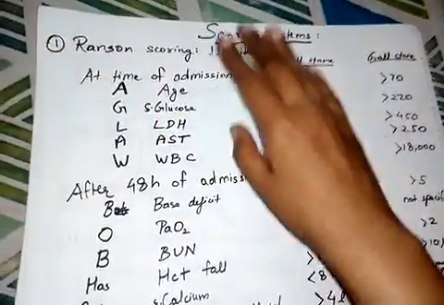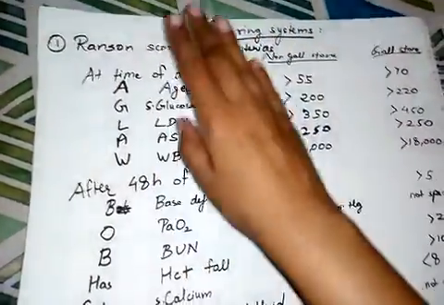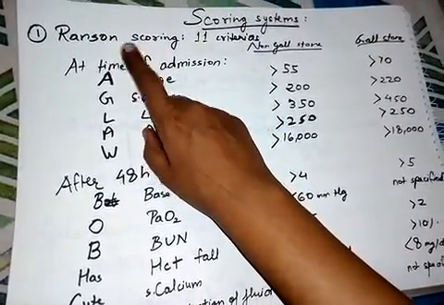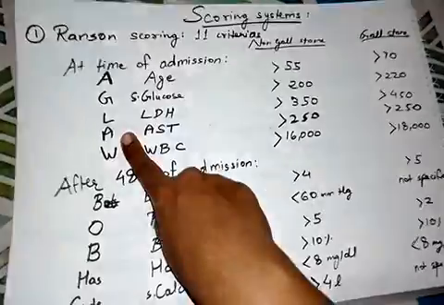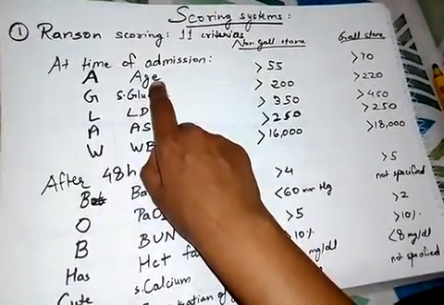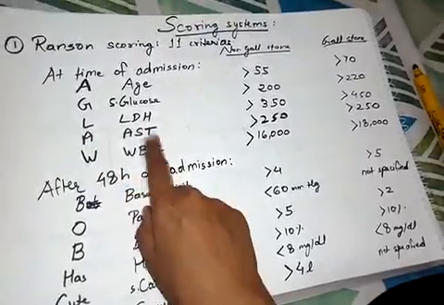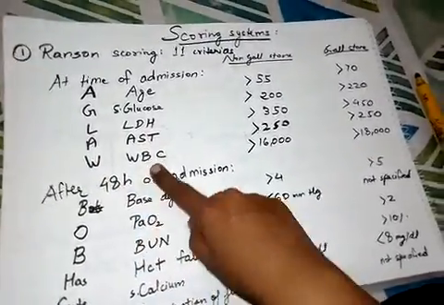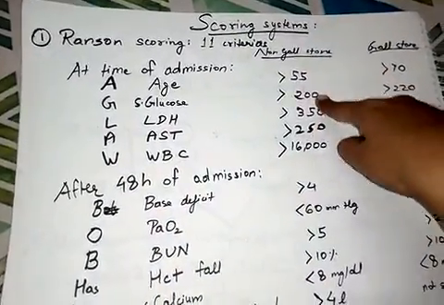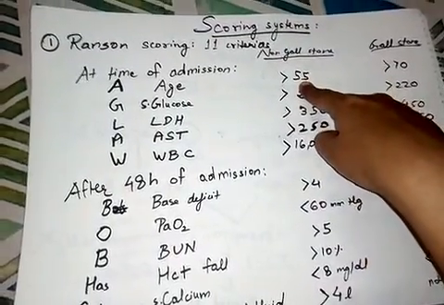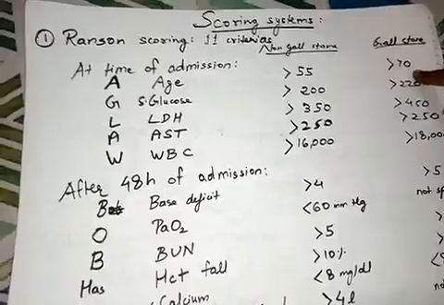At the time of admission, we have to see 5 criteria. I have a mnemonic for remembering these criteria, which is AG law. A for age, G for serum glucose, L for LDH, A for AST, and W for WBC. These criteria are: for non-gallstone pancreatitis, age more than 55 years. For gallstone, more than 70.